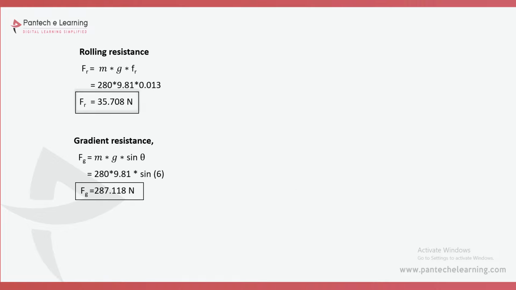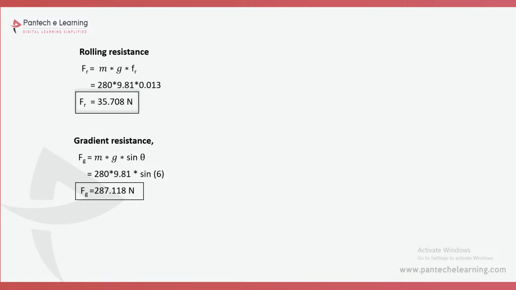Next is rolling resistance. The rolling resistance formula I know is M into G into FR. I know the mass of the vehicle is 280, G equals 9.81, and FR equals 0.013. The gradient resistance is M into G into sin theta, where M equals 280 and G equals 9.81.